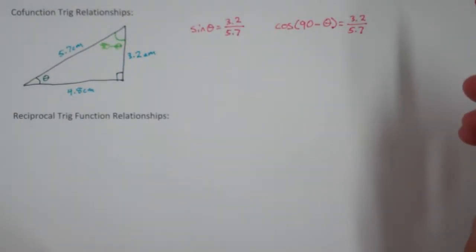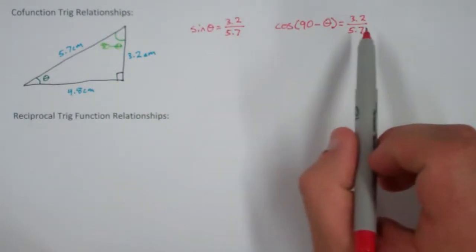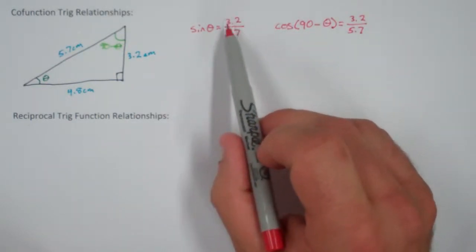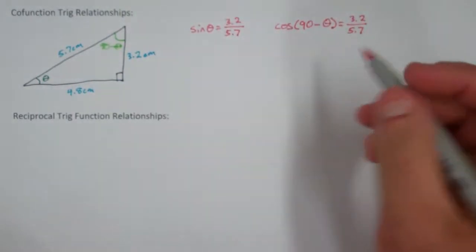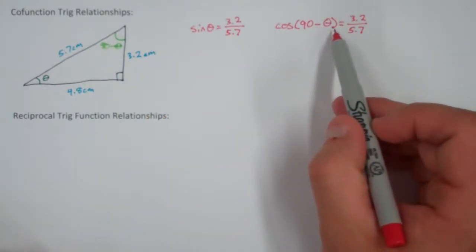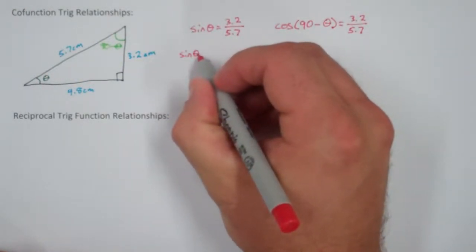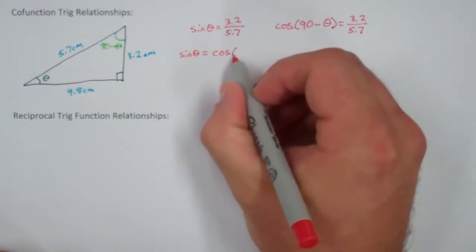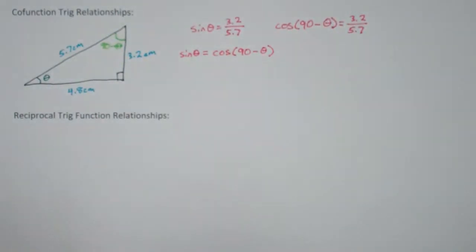Something interesting happens here, and that's when we have sine and cosine. If we're looking at theta and the other angle, their ratios are actually the exact same thing. So one statement that we could make about the sine of theta and the cosine of 90 minus theta is that they're equal. So here's a relationship for you: sine of theta is equal to the cosine of 90 minus theta.